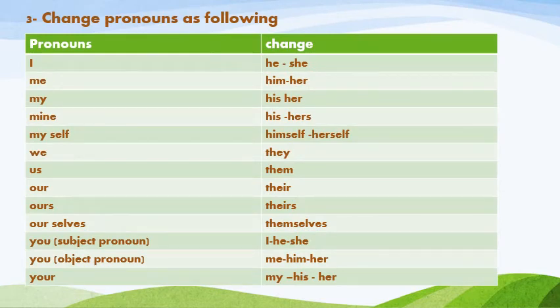Thirdly, you have to change the pronouns as you see here in this table. And the matter of changing the pronouns depends on the meaning. "I" could be or should be "he" or "she," according to the one who is saying the speech. "Me" could be "him" and "her." "My," "his" and "her." "Mine," "his" and "hers." "Myself," "himself" and "herself." "We" could be "they." "Us" could be "them," and so on. So you can have a look at this table. It's going to help you in changing the pronouns in reported speech.